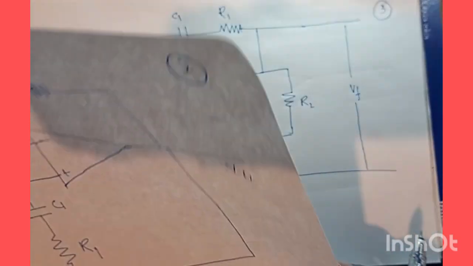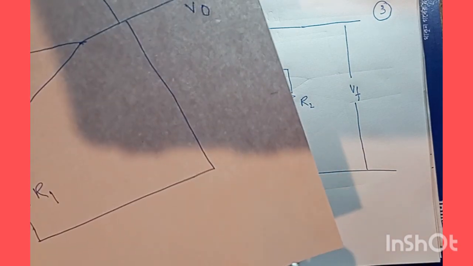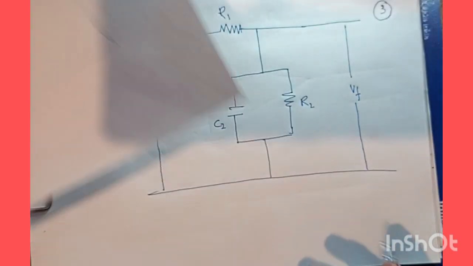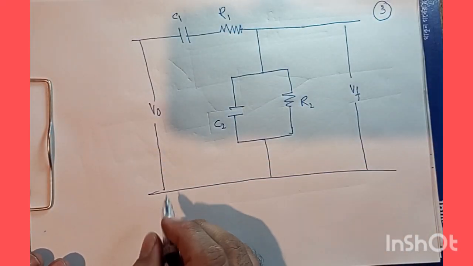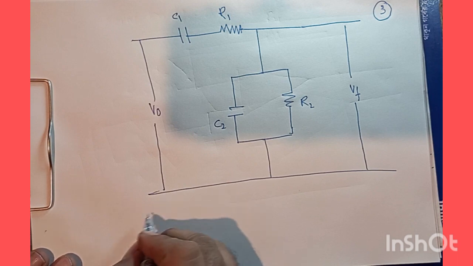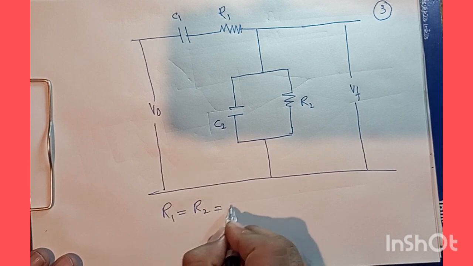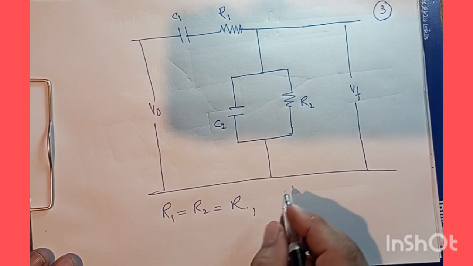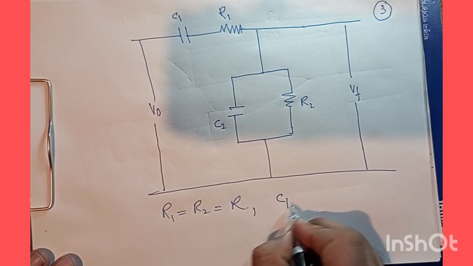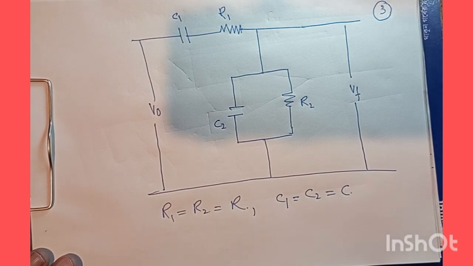To make our calculations simple, in order to get the condition for sustained oscillations in this Wien-bridge oscillator, we will go with the assumption that R1 is equal to R2 is equal to R, right? And let us assume that C1 is equal to C2 is equal to some C, right? Now let's analyze this thing that's in front of us.